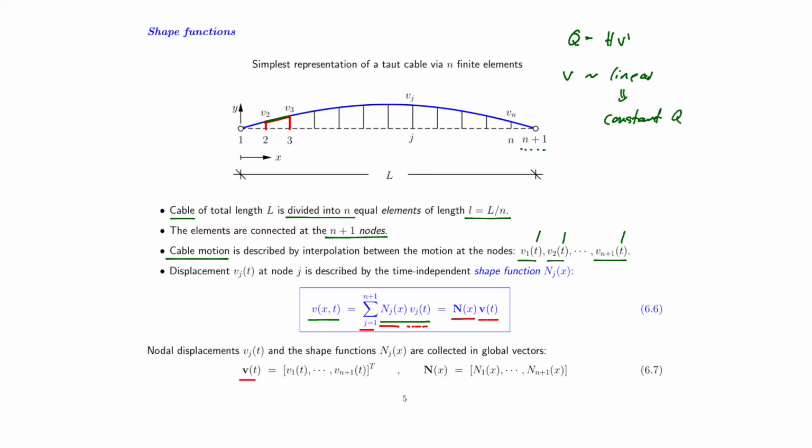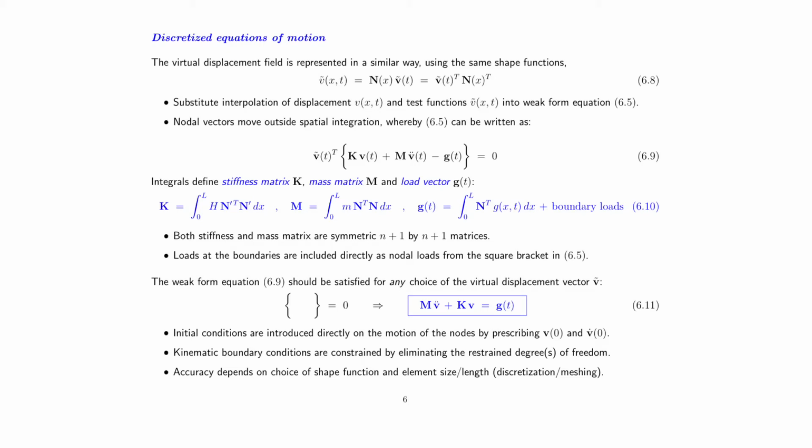So the entries of this column vector are the displacement of node 1, the displacement of node 2, the displacement of node 3, all the way up to the displacement at node n plus 1. And the corresponding shape functions are then denoted as N1, N2, N3, all the way up to N n plus 1. We will also represent the test function by the same interpolation, now with the nodal vector containing the displacements of the test function. And since the test function is a scalar function, it can be written by its transposed values, so it can be v tilde transposed times the shape function vector transposed.